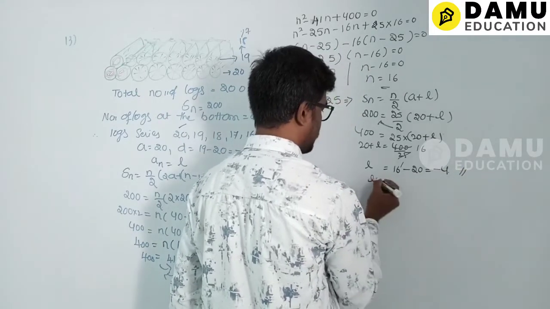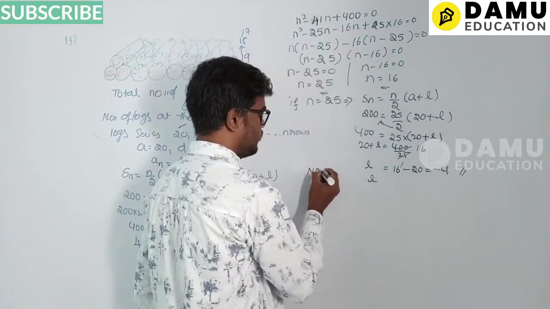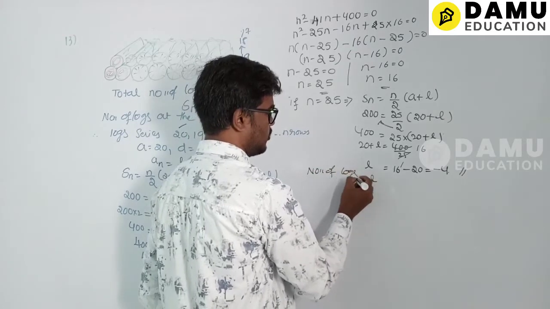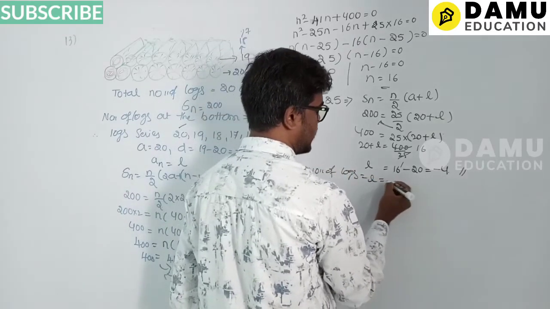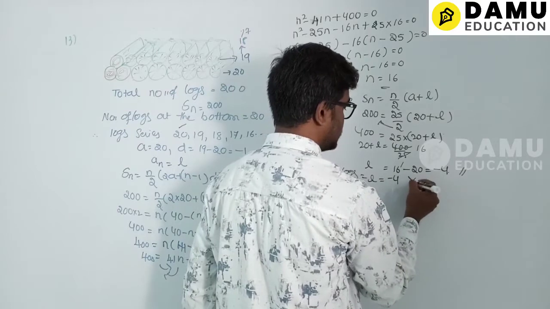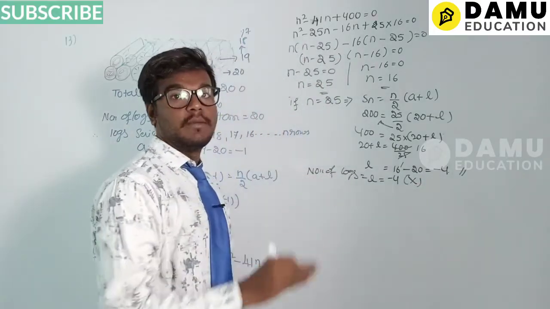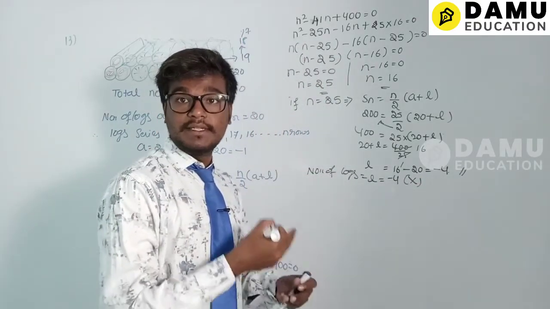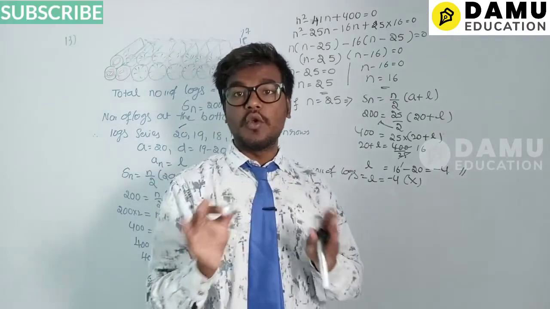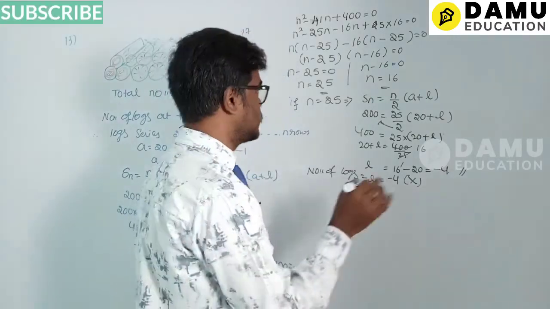So here the number of logs in the last row will be equal to minus 4. So this is not a possible case. Minus 4 is not a positive integer. That means it is telling that in the last row there are no logs. So that is not the case.